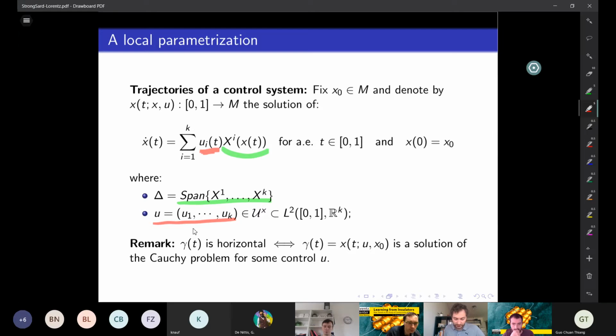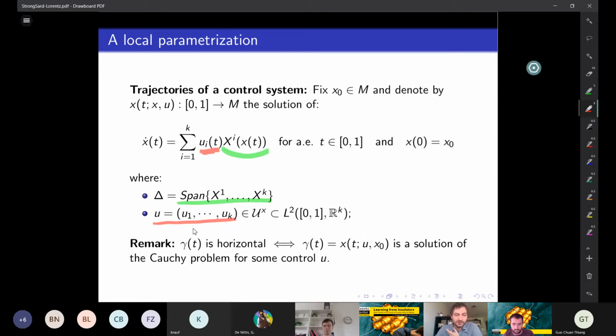If you derive it, you're going to be able to find a control. It's going to be tangent almost everywhere to one of these xi's, and then you can find one of these controls. And the other way around is also true. If you take any solution of the Cauchy problem, then you're obtaining a horizontal trajectory. A trajectory is almost everywhere tangent to the distribution.